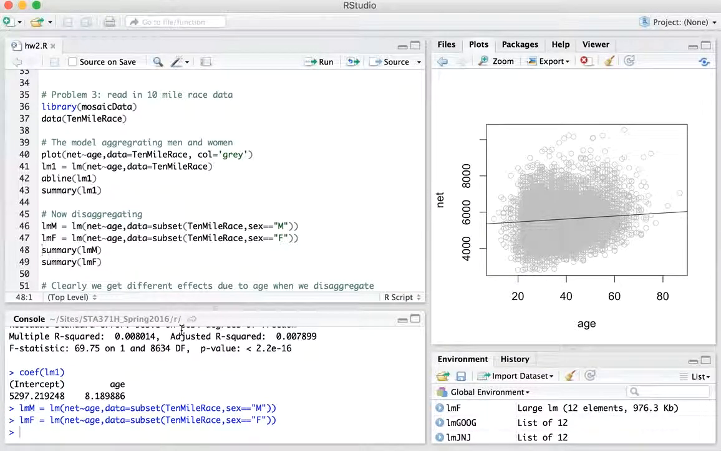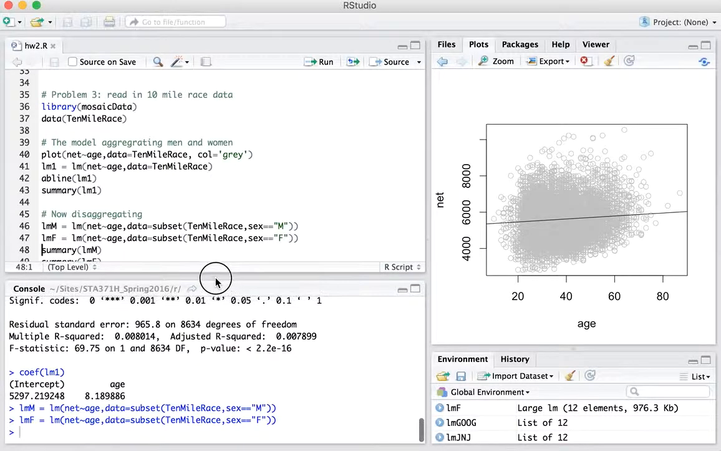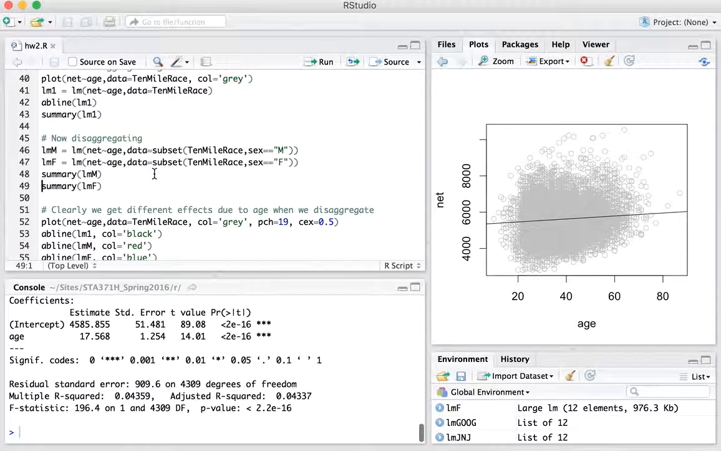And now let's look at a summary of these models. Give myself a little bit more breathing room here in the console. So if I ask for a summary of the men model, it looks like the coefficient on the age variable is a lot bigger than we had before, about 17.5 seconds. So the interpretation here, kind of going back to what we had from the previous model, one additional year of age corresponds to a 17.5 second slowdown on average for men. Okay, so let's try that for women. Let's look at a summary of the model that we just fit for the subset corresponding to women alone. And here it looks like the time penalty for an additional year of age for women is about 16 seconds, 15.96 here.